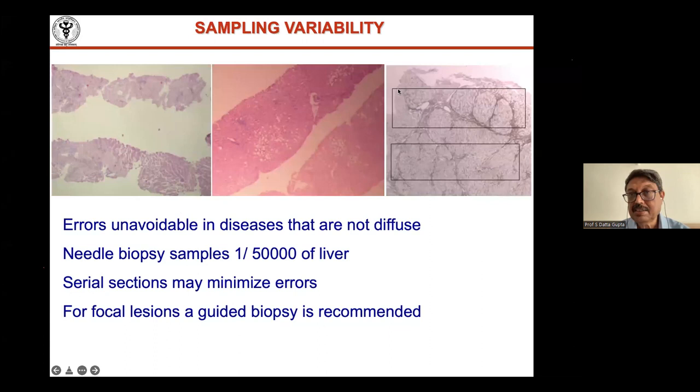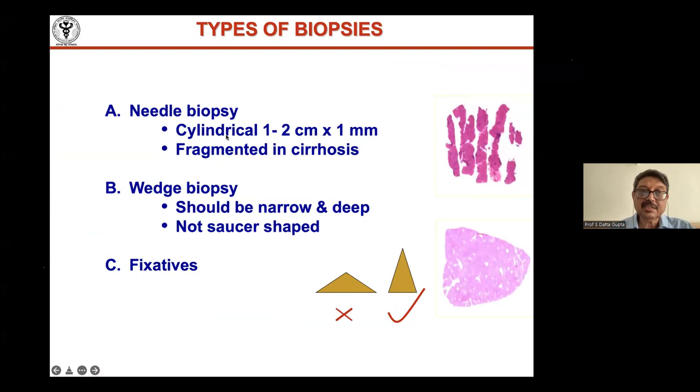The other thing is, if the biopsy is very superficial, normally from the capsule downwards, you get certain septa, so you tend to misdiagnose cirrhosis in those cases. We'll come to that a little later. So you get needle biopsies and wedge biopsies. And because, as I told you, the subcapsular region normally has septa going down, you can mistake it for cirrhosis.